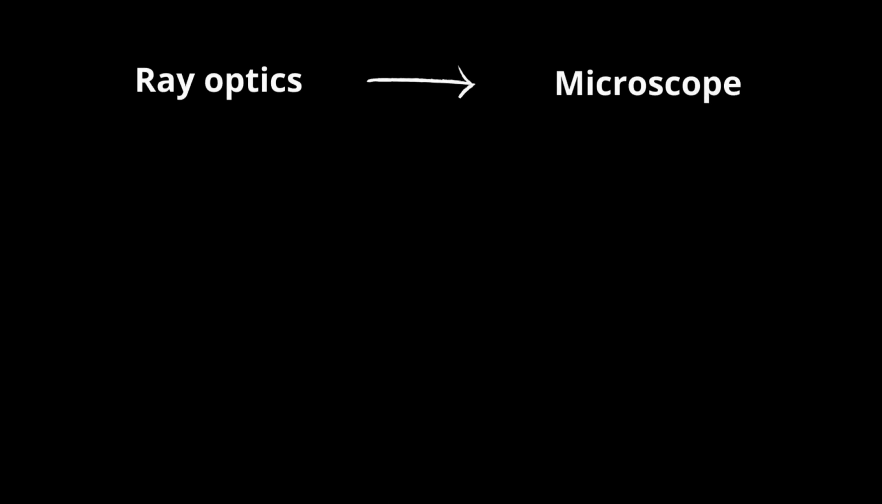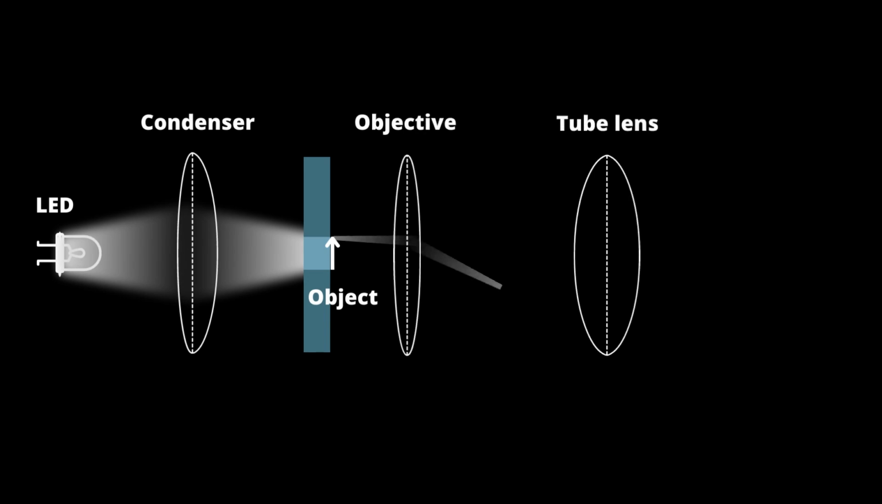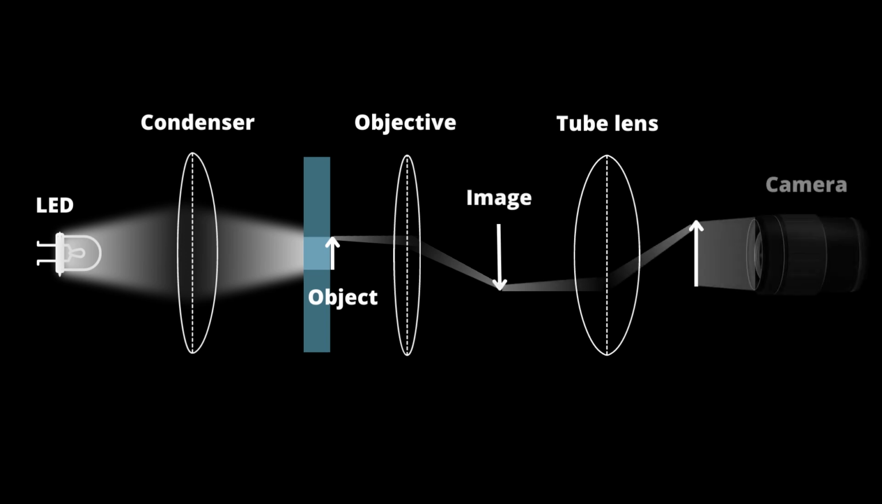We thought about the simplest optical system that could work as a microscope with 1x magnification, since these cells are big enough to be identified. This would consist of a light source, a condenser lens to collect the rays and send them uniformly to the sample, an objective and a tube lens to create the image, and finally a camera to collect it.